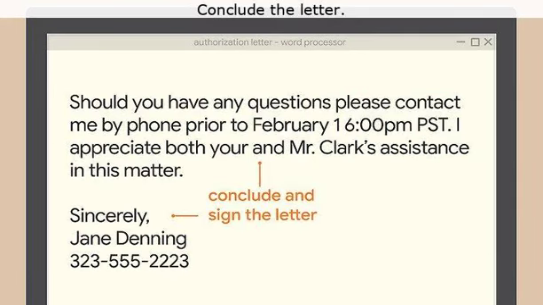Step 7. Conclude the letter. Finish up the letter with a closing word such as, "Sincerely." Leave 4 blank lines, which is where you'll put your handwritten signature, and then type your full name.